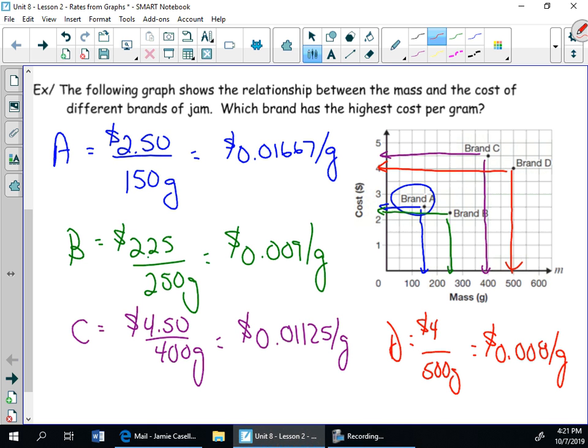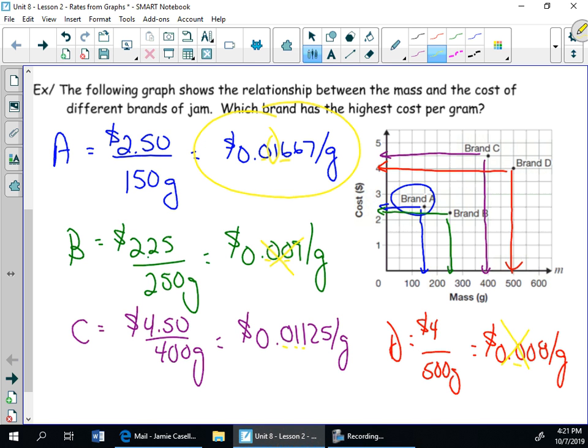The question was, which brand has the highest cost per gram? So I'm looking at these, I'm looking for the biggest number. In that case, I think brand A has the biggest of the three. They all start with a 0, but the next one, well, 1 is bigger than the next 0. So it gets rid of these two. And if I compare the next number, 1.6, well, that's bigger than 1.1. So the first one is brand A, the biggest.